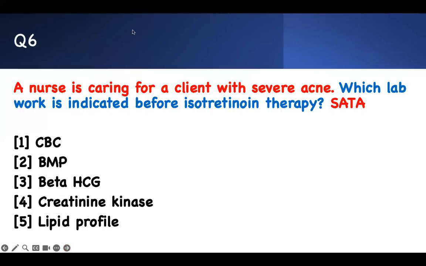Try some questions. A nurse is caring for a client with severe acne. Which lab work is indicated before isotretinoin therapy? Select or apply. I told you, this is dangerous. It's very good, but you have to worry about it. It's teratogenic. CBC is not indicated.